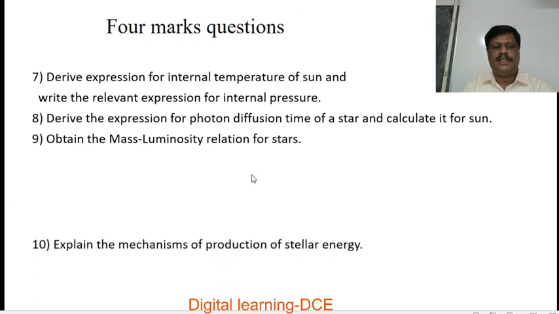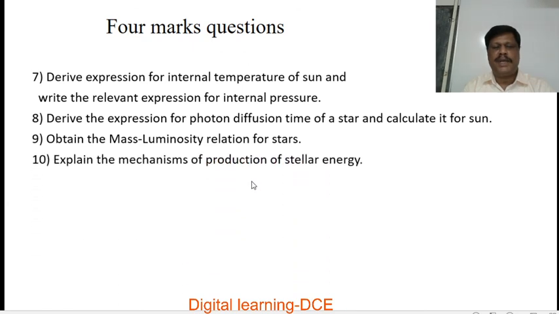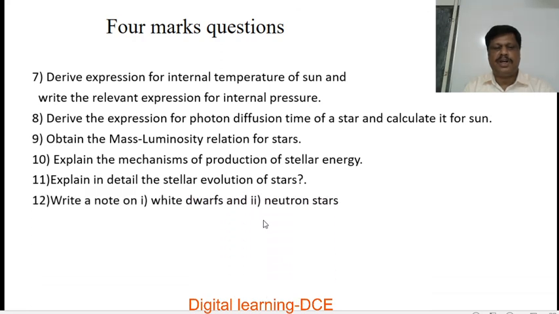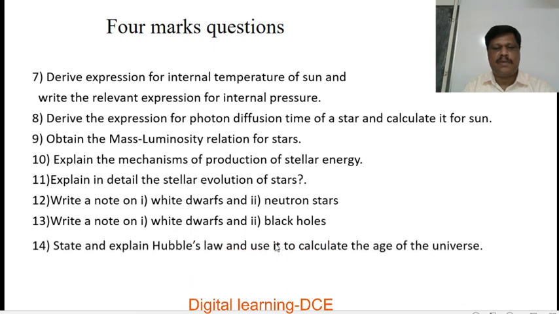Obtain the mass luminosity relation for stars. Explain the mechanism of production of stellar energy. Explain in detail the stellar evolution of stars. Write a note on white dwarfs and neutron stars. Write a note on white dwarfs and black holes.